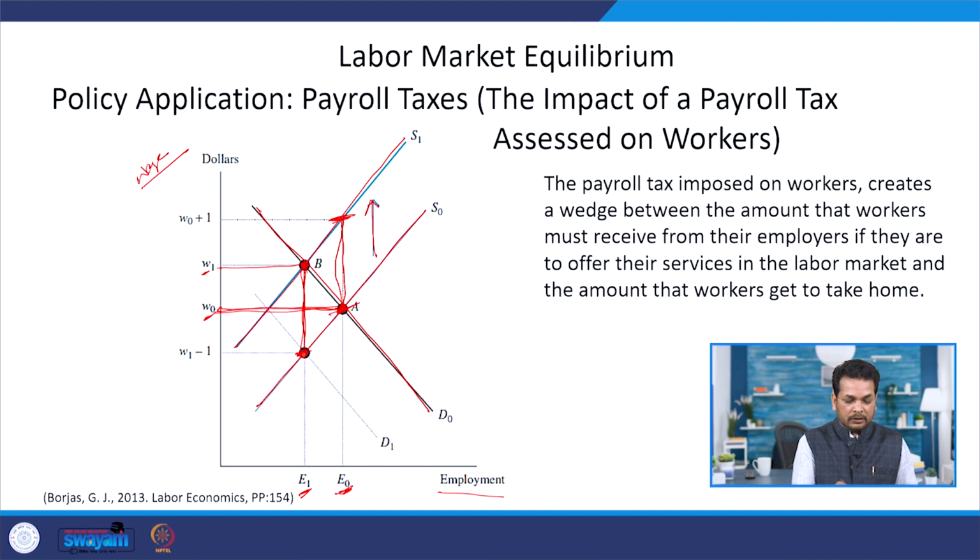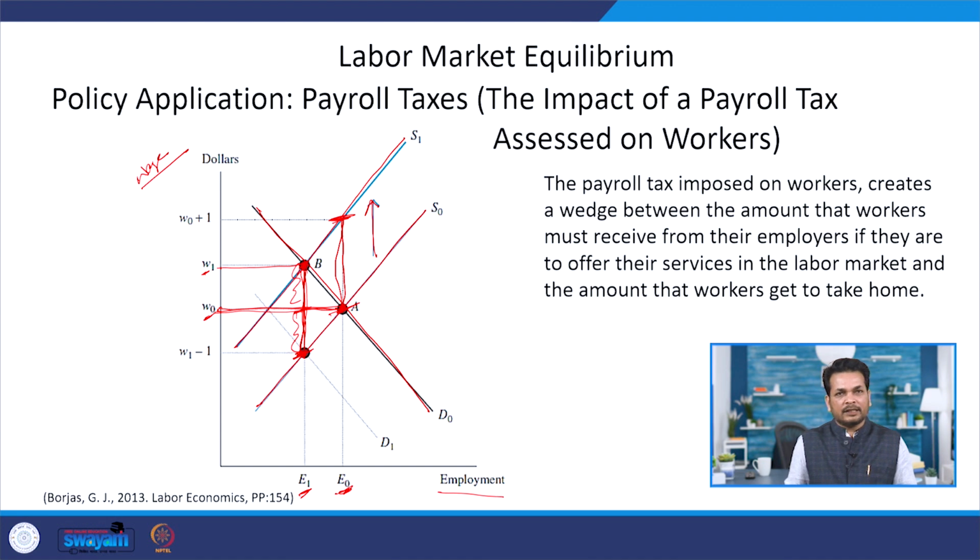Now, this $1 of tax, a part of that is going to be shared by the workers, and a part of that is going to be shared by the employer. Earlier the workers used to get W0, now they are getting W1 minus 1. So, this is the part of the burden the workers are going to take. Earlier the firms used to pay W0 as wage rate, now they are paying W1. So, a part of that tax burden the firm is going to bear. So, whether the tax is imposed on workers or on the employers, the tax burden is going to be shared by both workers and employers.